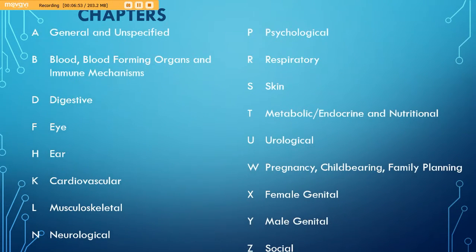The chapters: A for general and unspecified, B for blood, blood-forming organs and immune mechanisms, D for digestive, F for eye, H for ear, K cardiovascular, L musculoskeletal, N neurological, P psychological, R respiratory, S skin, T metabolic or endocrine and nutritional, U urological, W pregnancy, childbearing and family planning, X female genital, Y male genital, and Z social.